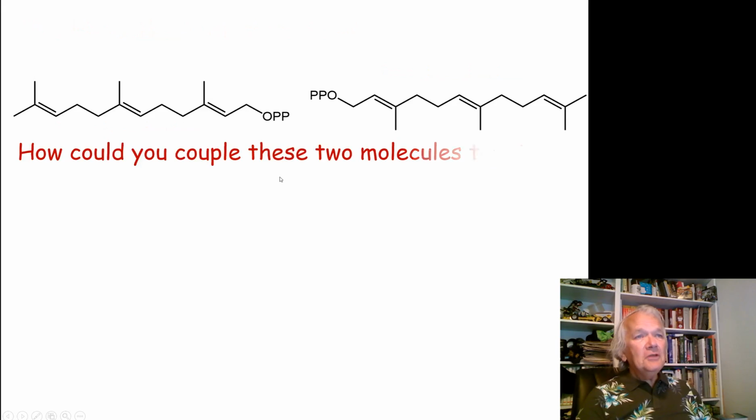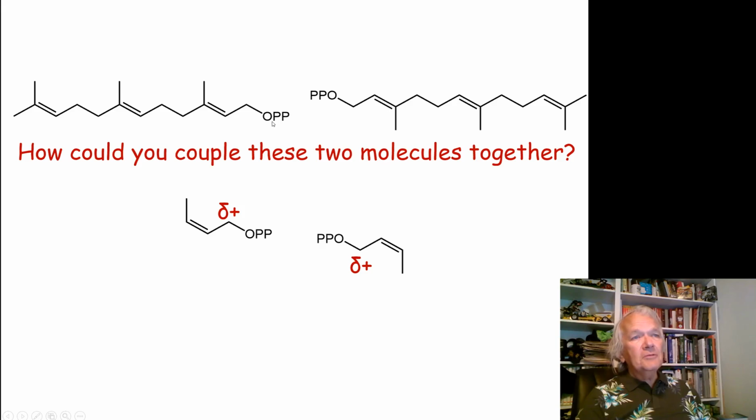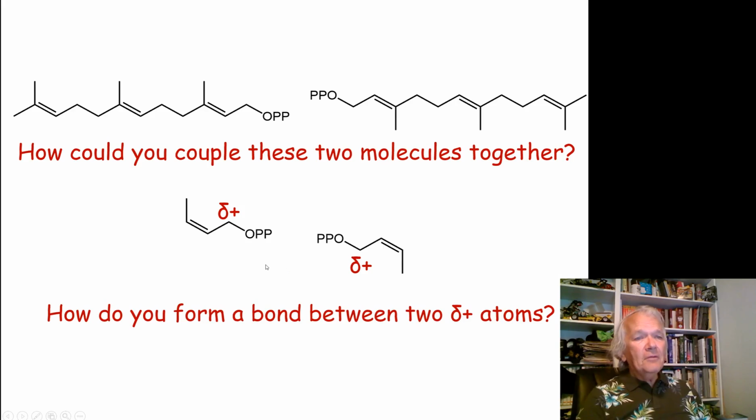And how would you join them together head to head? How would you couple these together? What's the problem? Well, if you look at this, the pyrophosphate group is a good leaving group. It's partial negative. This carbon's partial positive. And what we need is a bond between the 2 partial positive atoms. That doesn't make any sense, because if this leaves, it's going to give a cation. If this leaves, it's going to give a cation. How can you hook 2 cations together? How can you form a bond between 2 partial positive atoms before the pyrophosphates leave?